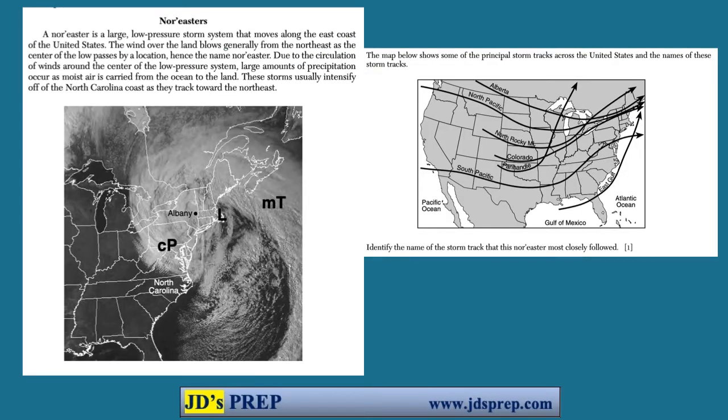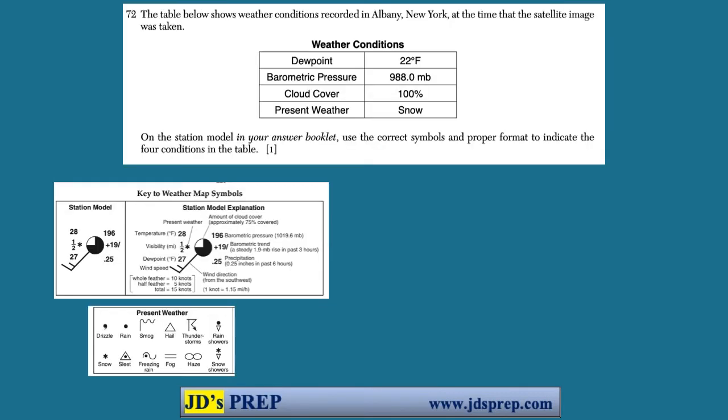This next question asks us to identify the name of the storm track they've given us as options in this map that this nor'easter most closely followed. We have been told here that these storms usually intensify off the North Carolina coast as they track towards the northeast. And that is going to take us on this storm track. So the correct answer here would be East Gulf.